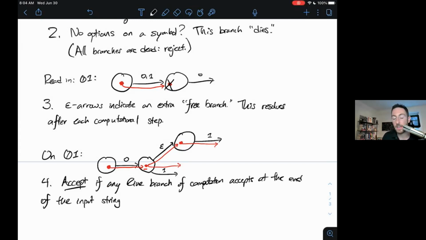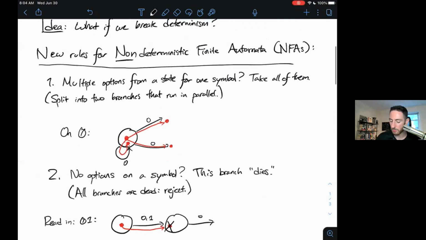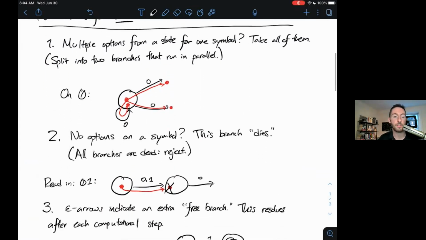So to add to the end example above, if this was a yes state, and this was a no state, this computation would accept because at least one live branch would have ended up in an accept state at the end of the computation. So we've got 4 rules, and we'll go through and do some examples so we kind of know what's going on a little bit more intuitively here.